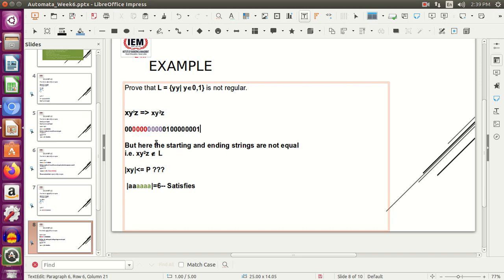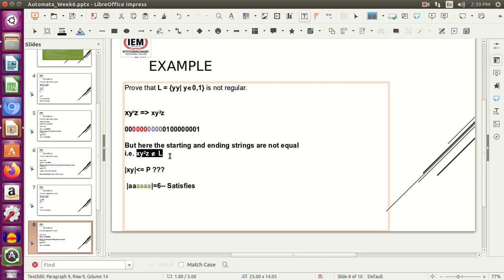Okay, now you can say that here the starting and ending strings are not equal. Look at this string properly. Are the starting and ending strings equal? So by saying this we can say that x y raised to the power 2 z is not an element of L, because this string is not starting and ending with the same set of strings.